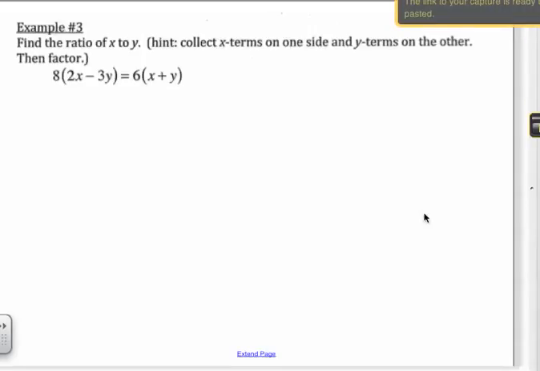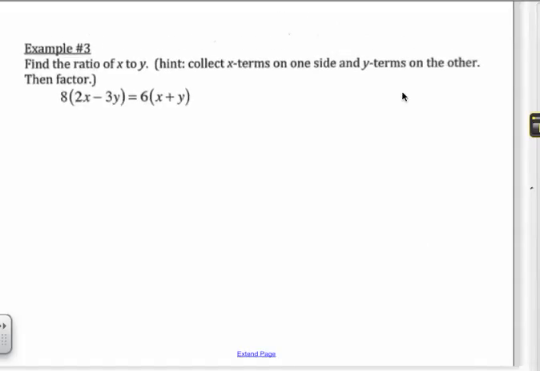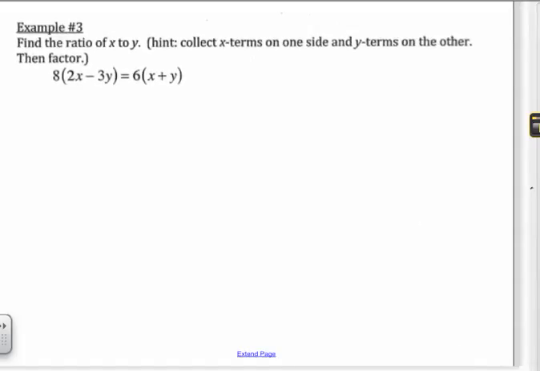Okay, guys, example number 3 says find the ratio of x to y. That means, okay, x to y. Yes? Now, guys, if I said find out what x is, could you get x by itself? If I said find out what y is, write it in function form, could you get y by itself? Well, for this one, they want us to make it on one side x over y equals some stuff. Okay? And they give us a hint.